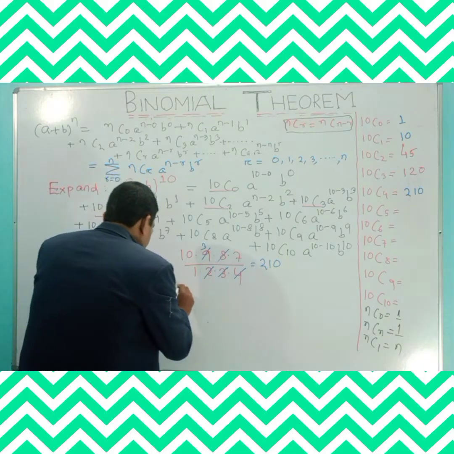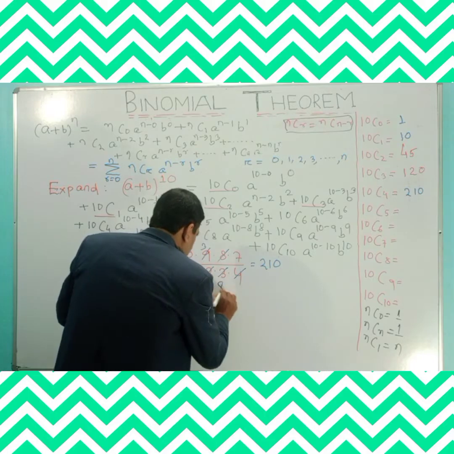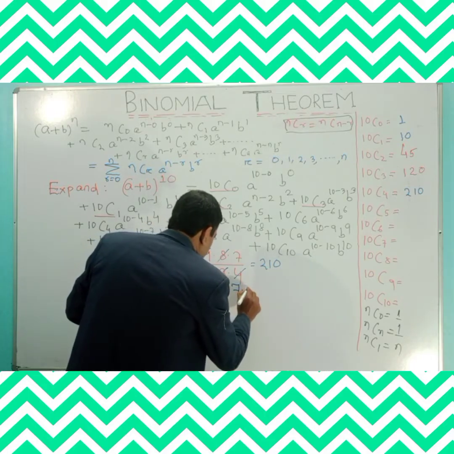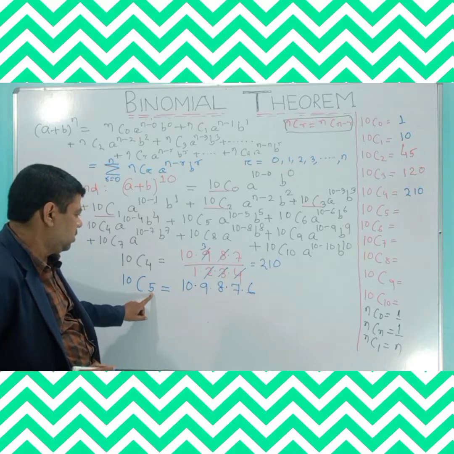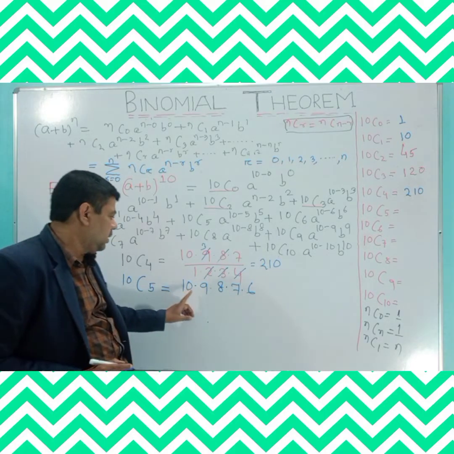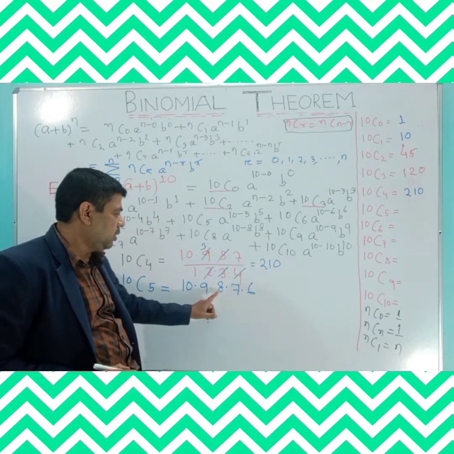In a similar manner, we can write 10 into 9 into 8 into 7 into 6, multiplied how many times? 5 times, because the number is 5 here. So here you have to multiply in descending order. Here 5 factors will come: 10 into 9 into 8 into 7 into 6.